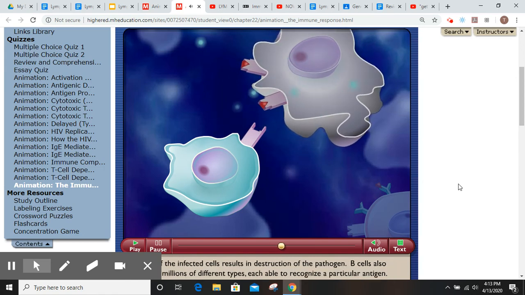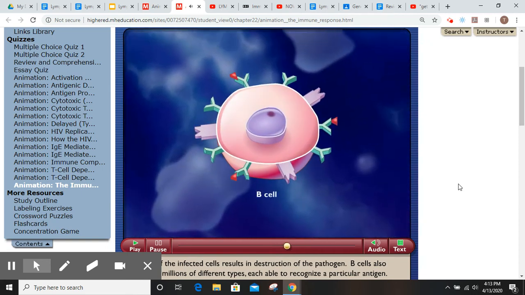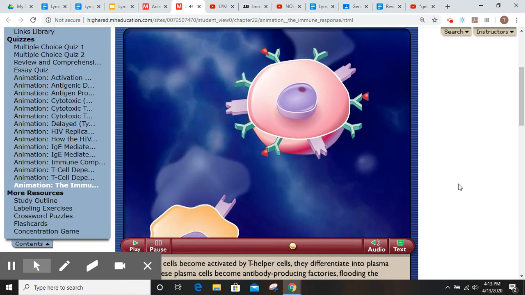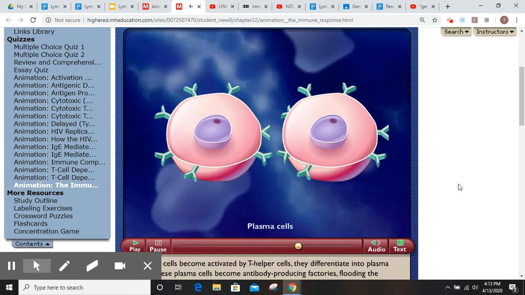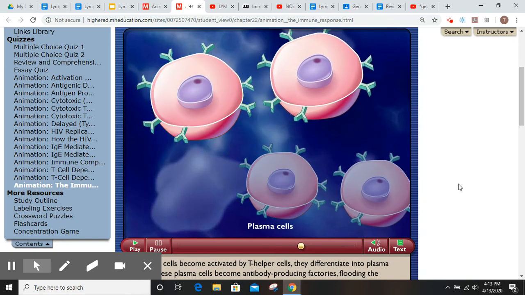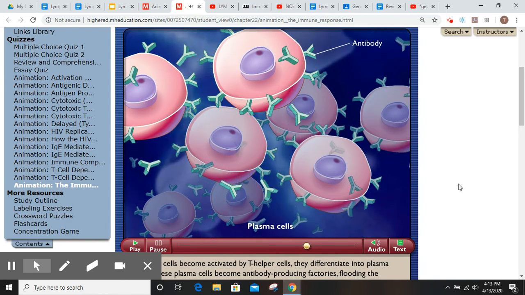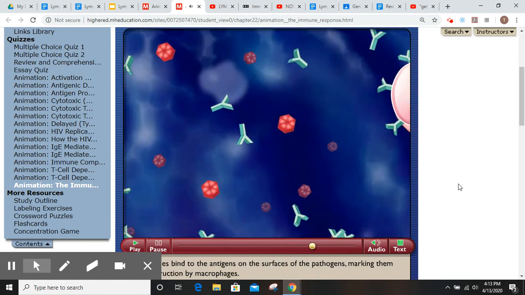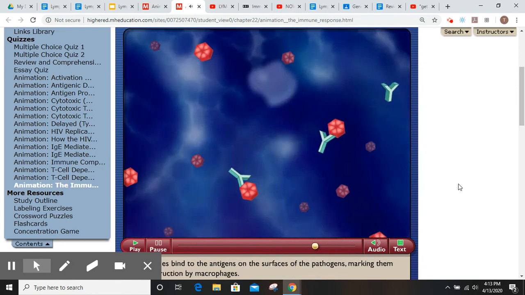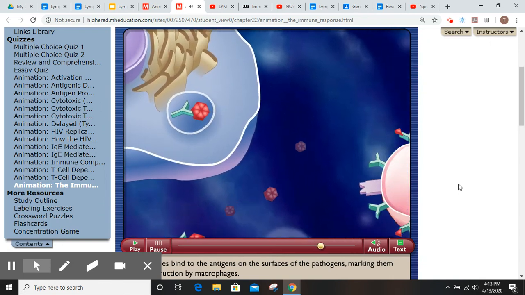Death of the infected cells results in destruction of the pathogen. B cells also come in millions of different types, each able to recognize a particular antigen. When B cells become activated by T helper cells, they differentiate into plasma cells. These plasma cells become antibody-producing factories, flooding the bloodstream with antibodies that can bind to the antigen involved in this infection. Antibodies bind to the antigens on the surfaces of the pathogens, marking them for destruction by macrophages.